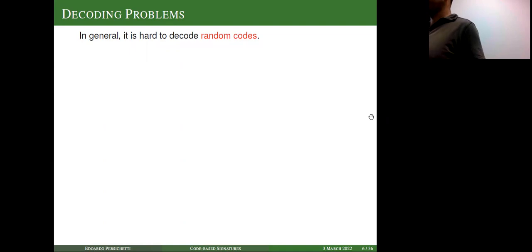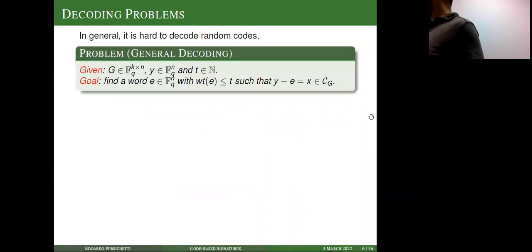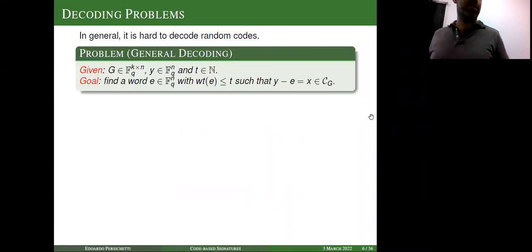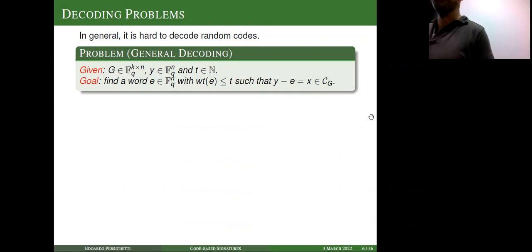Like, you know nothing about the code, you don't have a special technique. And so this is actually a hard problem, what we call the general decoding problem, right? So given a word in the space with a target weight, find the error vector e such that y minus e is a code word. This corresponds to correcting the errors that occurred on y, if y is indeed obtainable as x plus a certain vector. Okay, so the key here is that the weight is below a certain threshold. Otherwise, it's always possible to do this.